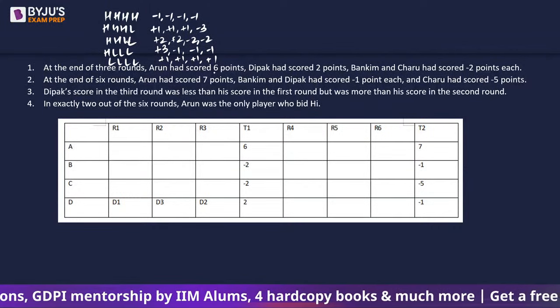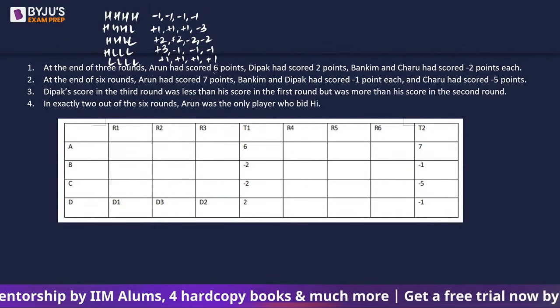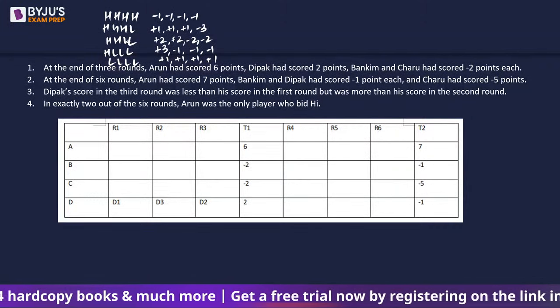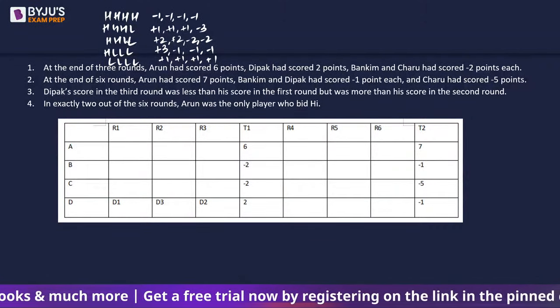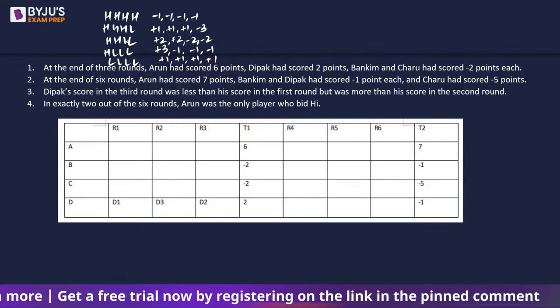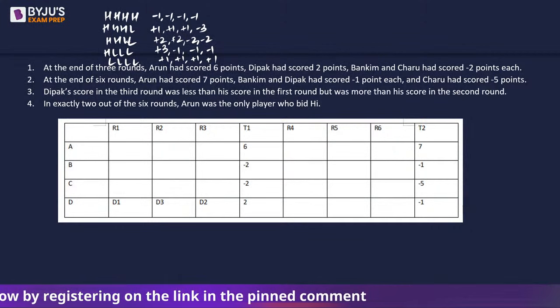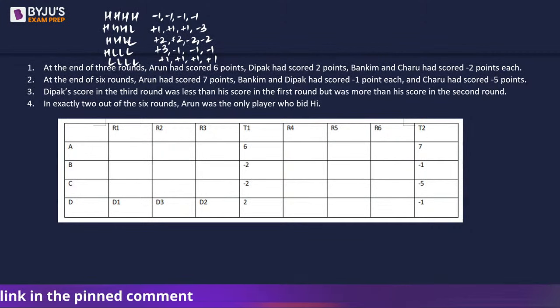Okay. Now, since we know all of this, let's understand. So statement 1 says at the end of the 3 rounds, Arun had scored 6 points, Deepak 2, and each of them had scored. Acha, it says -2. Okay, it's -2. That's what I was thinking.